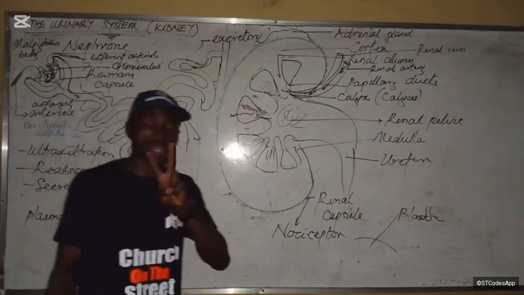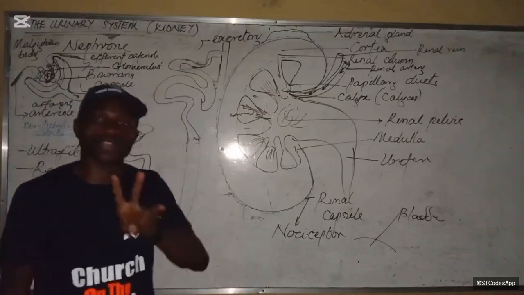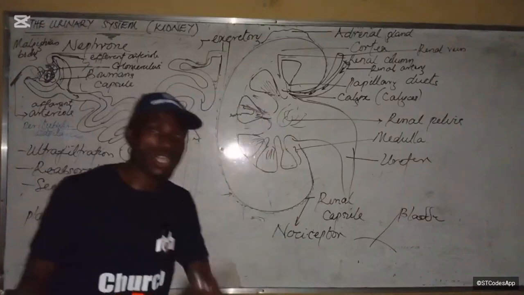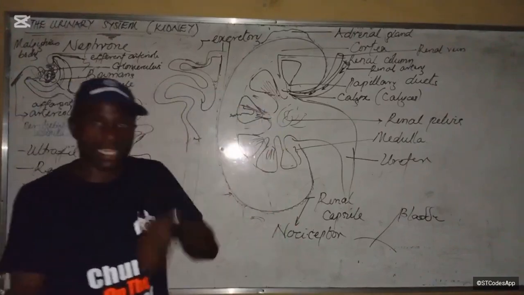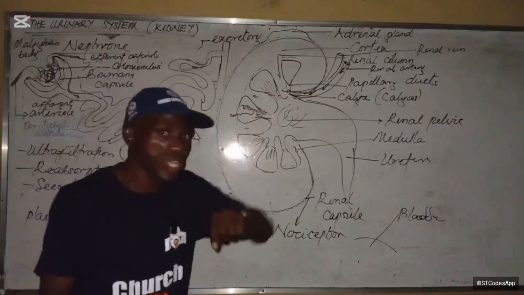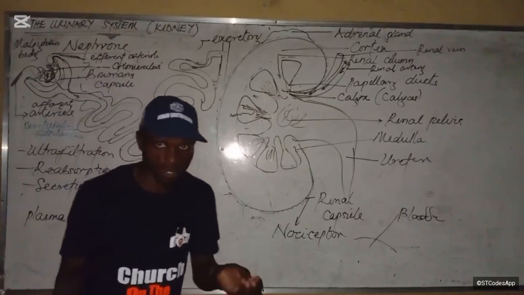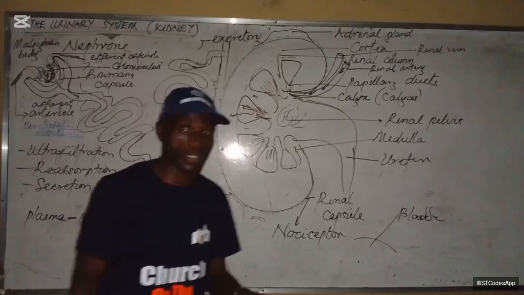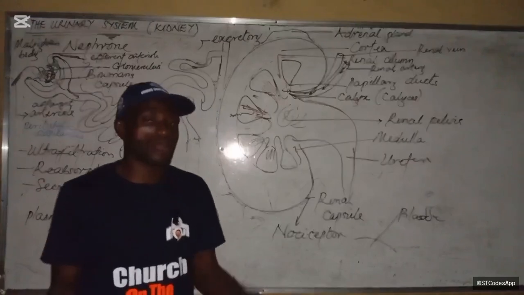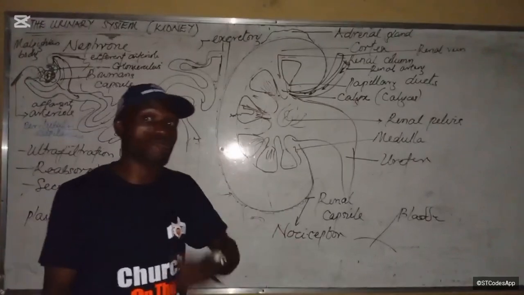Now, why is it called selective? Selective because it's not everything. Some are wastes, so it's not everything that will be taken back by the body. And why is it reabsorption? Reabsorption because there are nutrients that we want to take back that are still useful for the body. So they are nutrients, so they want to be taken back again. That's why it's called reabsorption.